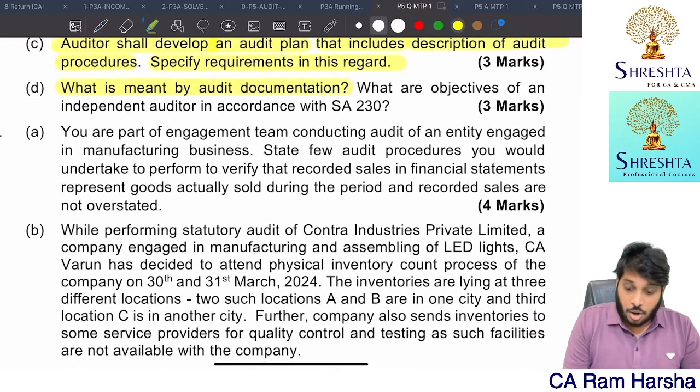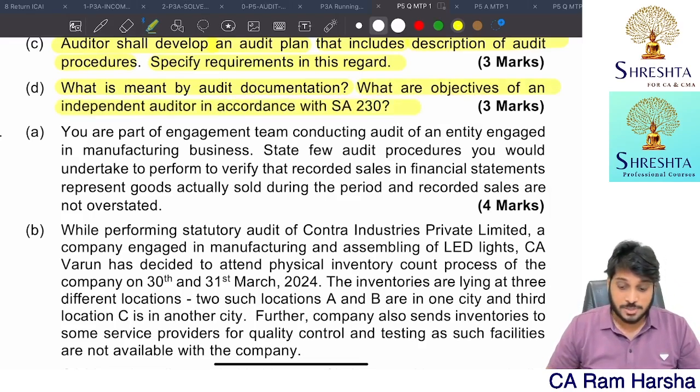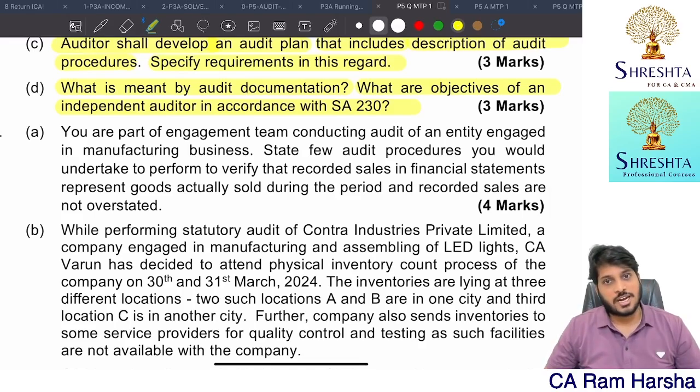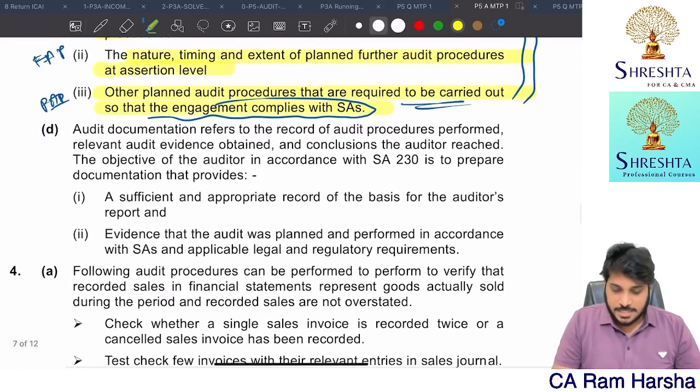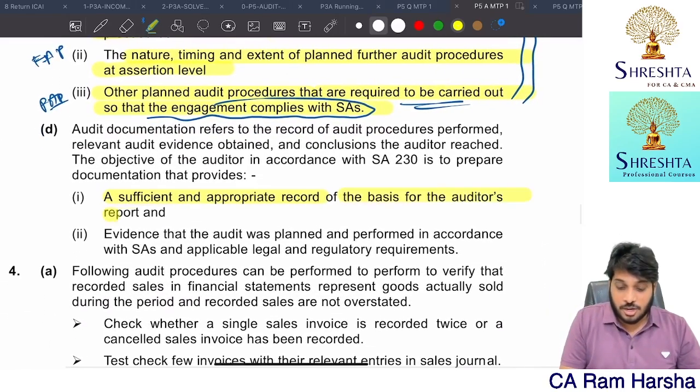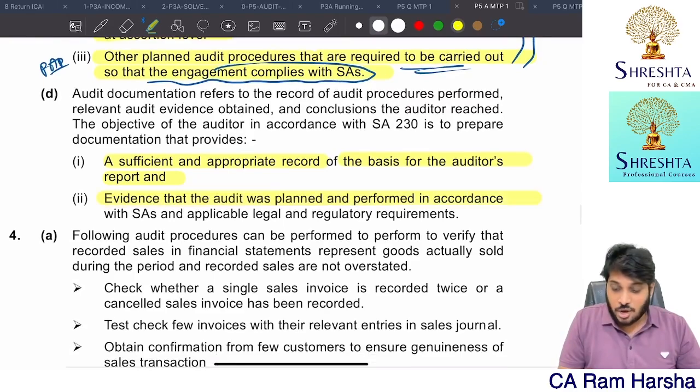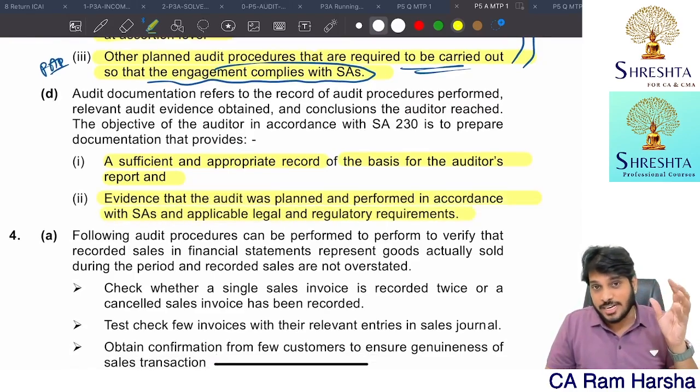What is meant by audit documentation? What are the objectives of an independent auditor in accordance with SA 230? What is meant by audit documentation? What are the objectives? SA 230, straight question, documentation. The purpose of documentation is that it will act as evidence. It is evidence that the audit was properly planned and performed in accordance with the standards on auditing, and this is the base for our opinion. It is a sufficient appropriate record for the auditor's report. And it's evidence that the audit was planned and performed as per standards on auditing and legal and regulatory requirements. That is the objective of SA 230.